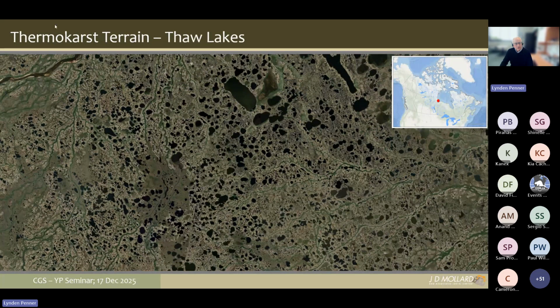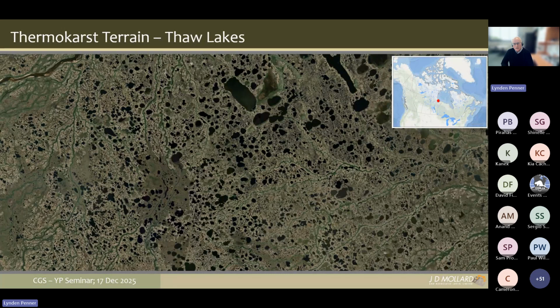Thermokarst terrain. So thermokarst, we talk about karst features in limestone. This is taking that same term, but applying it to karst features that form where the ice within the ice-rich permafrost melts. And so it's an indication of degradation of the permafrost, of conditions where the permafrost is now starting to thaw.